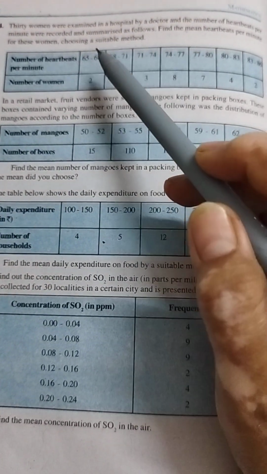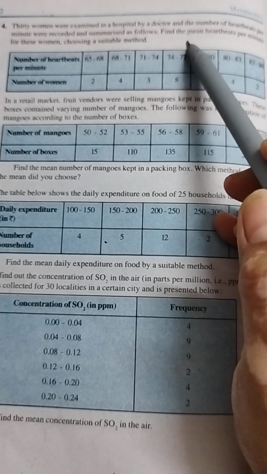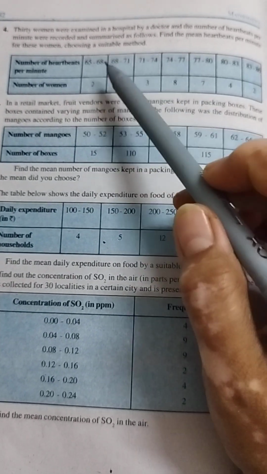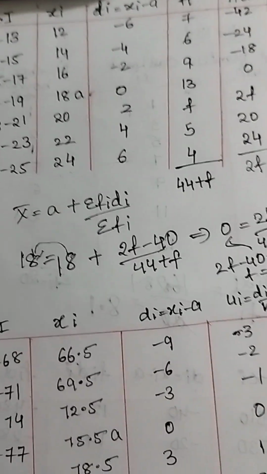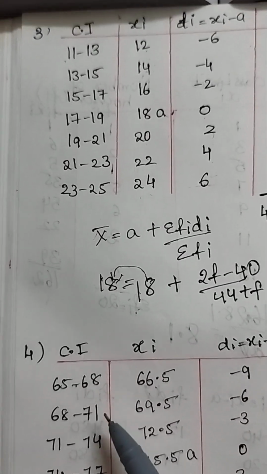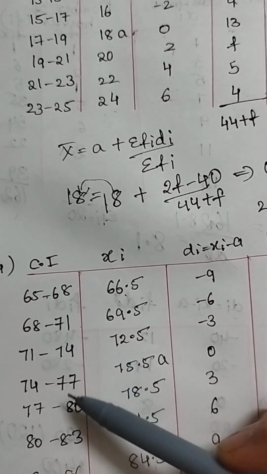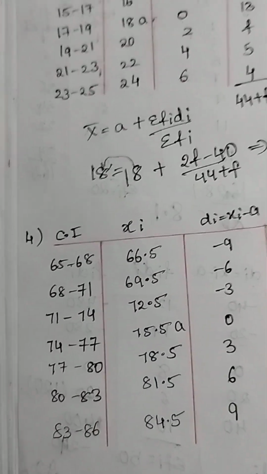Find the number of suitable method. Find the mean heartbeats per minute. Okay, so fourth sum I am doing. So fourth sum is just you write all the class intervals.